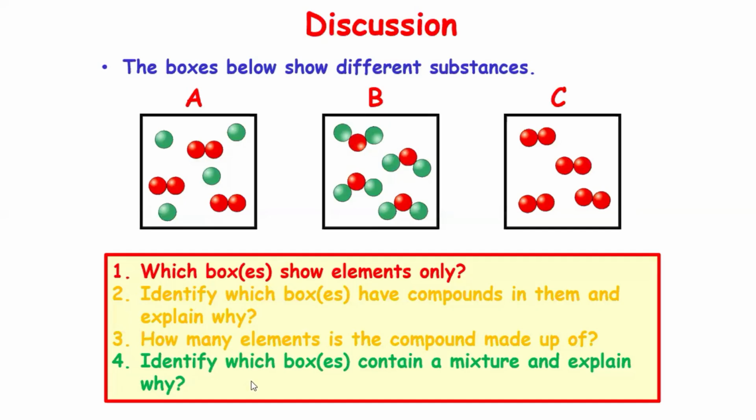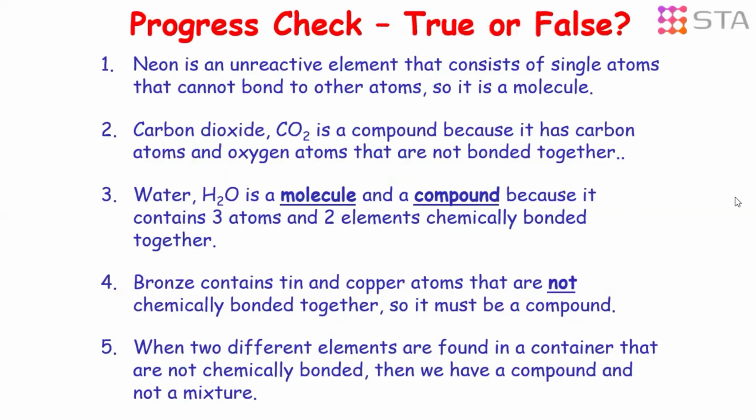Last question, question 4. Identify which boxes contain a mixture and explain why. We will be doing more work on mixtures, but a mixture is just 2 or more different substances not chemically bonded together. Here we've only got one substance, so that cannot be a mixture. Here we've only got one substance because we've got one compound. But here in box A, we've actually got 2 different substances that are not chemically bonded together. So can you see the green atoms are not bonded to the red one? So we have 2 different substances. So this is a mixture of 2 elements.